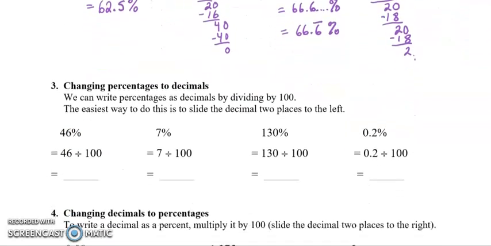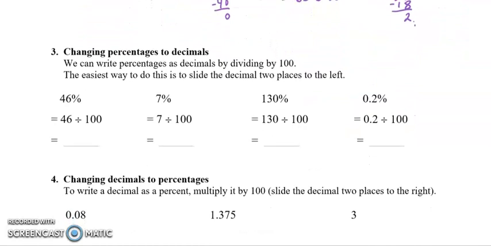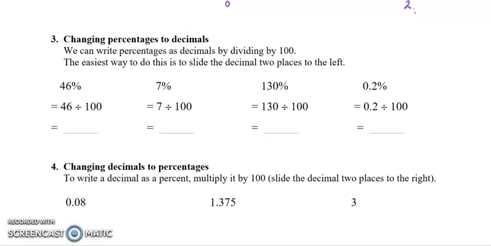Fortunately, the last two tasks we have to do are easier. We're going to be just multiplying or dividing by 100 when we switch percentages to decimals and back again. So the skill is you change the percentage to a decimal by dividing by 100. And the way you remember that is just remember that this percentage symbol means per 100. So divided by 100.